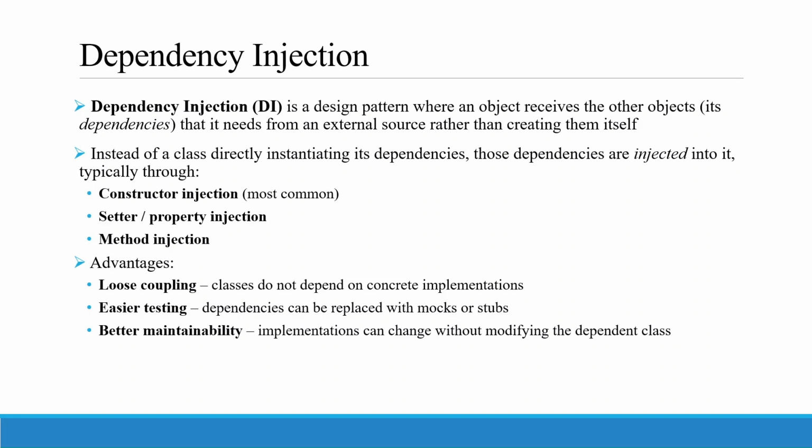The advantages of using dependency injection is that the classes do not depend on concrete implementations, as we get the instances from an external source. The dependencies can be replaced with mocks. So basically the app is easier to be tested. And the implementations can change without modifying the dependent class. Basically, the application is easier to maintain.